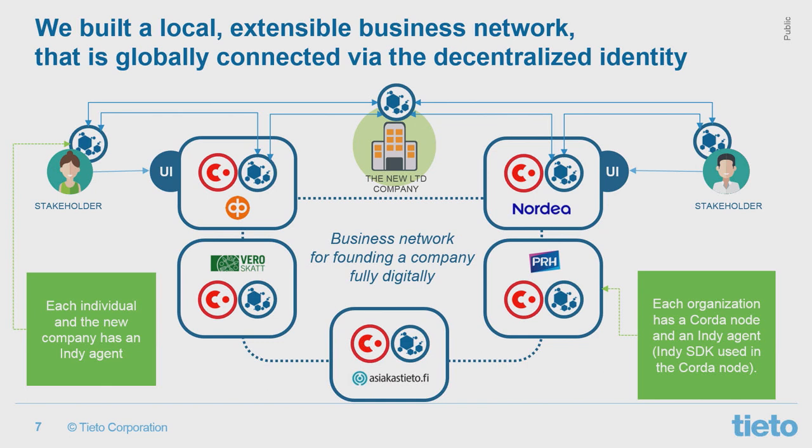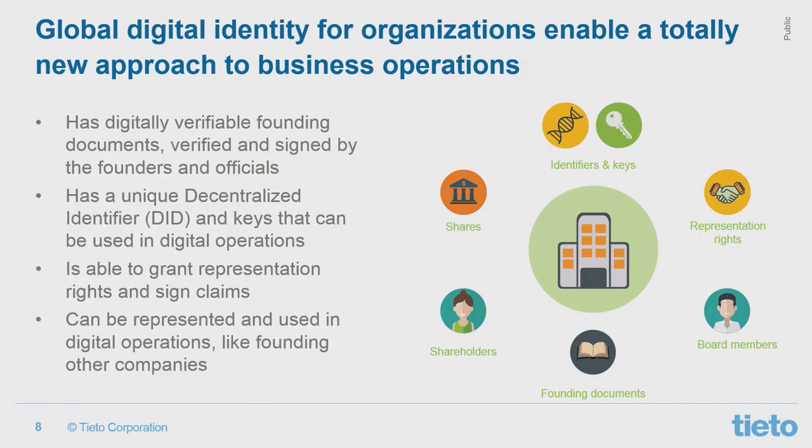So we have an Indy agent for each identity in the network, and then all the corporate identities here have both Corda and Indy nodes. So we make sure that the business network, the processes are local, and we tie it in with the national legislation, and we use the globally connected decentralized identity. And that's how we got into actually creating that digital identity for corporations, as Timo said.